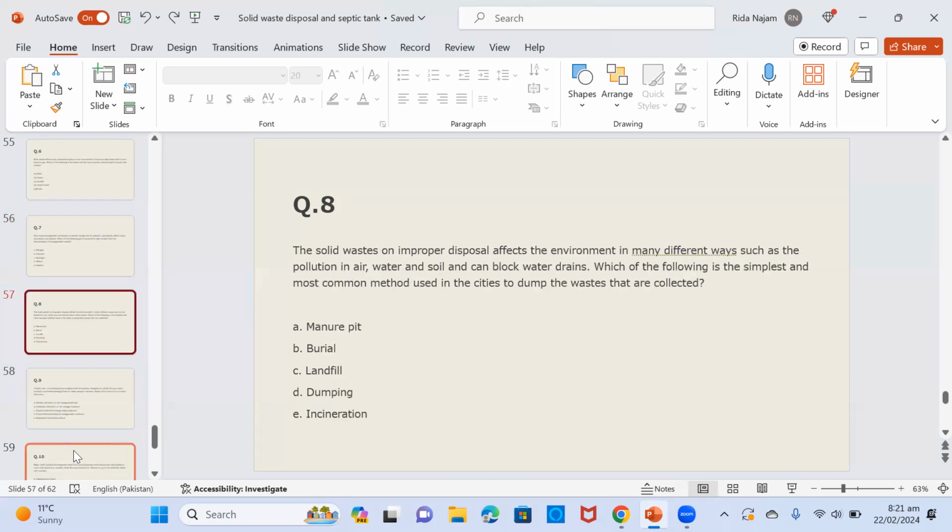Question 8. The solid waste on improper disposal affects the environment in many different ways, such as the pollution in the air, water, soil, and can block water drains. Which of the following is the simplest and most common method used in cities to dump the waste that is collected? A. Manure pit, B. Burial, C. Landfill, D. Dumping, or E. Incineration? D. No, the answer is landfill, C.